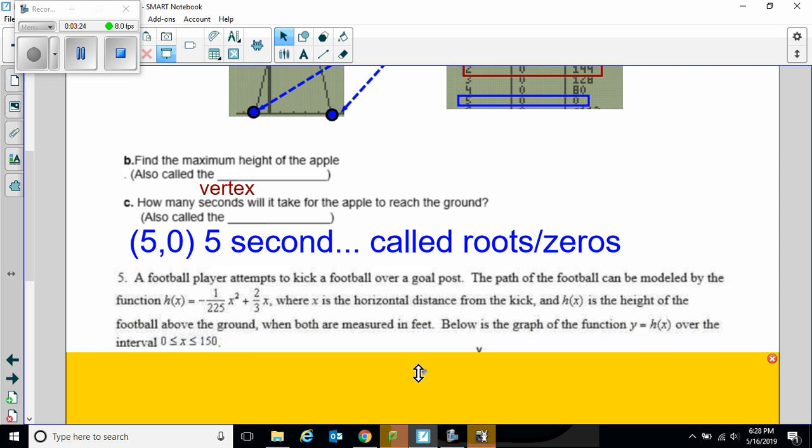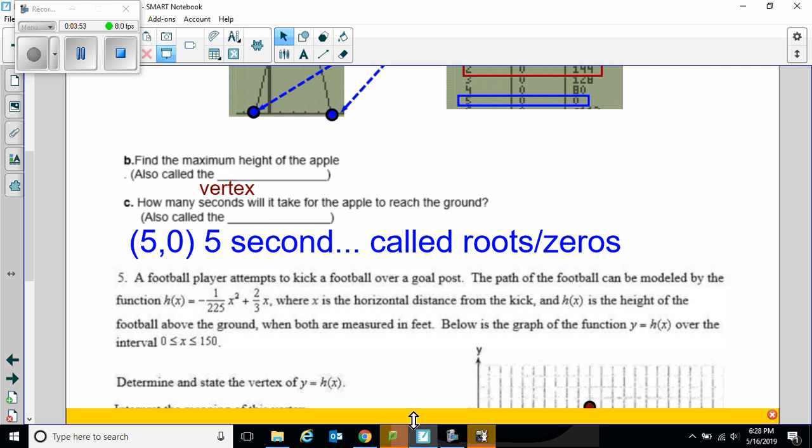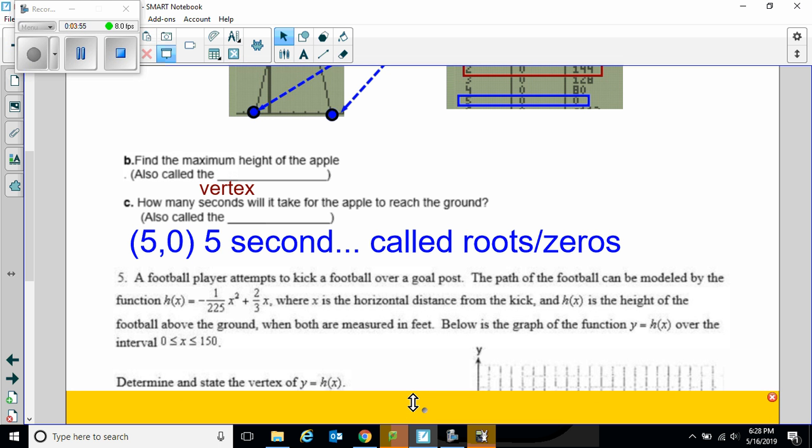Consider the next question. A football player attempts to kick a field goal. The path of the football can be modeled with the function below, where x is the horizontal distance of the kick and the height of the football off the ground is h of x. So the question now becomes, what is the vertex? All right, pause the video, take a couple of minutes, put this in your calculator, and come back to me when you have that.